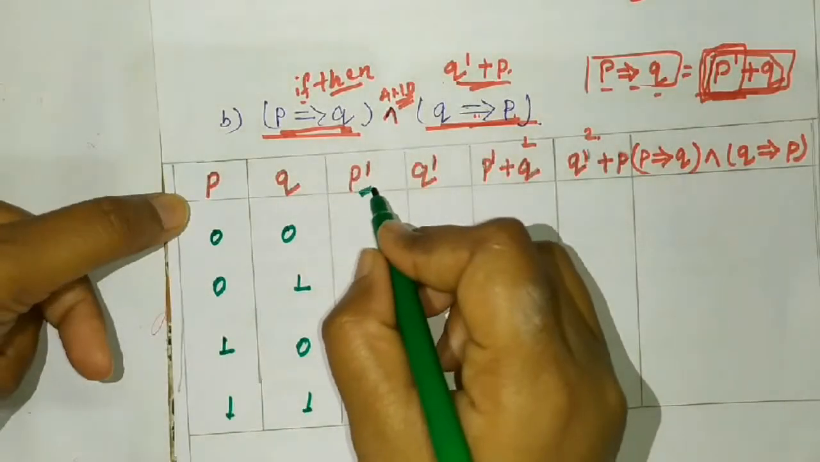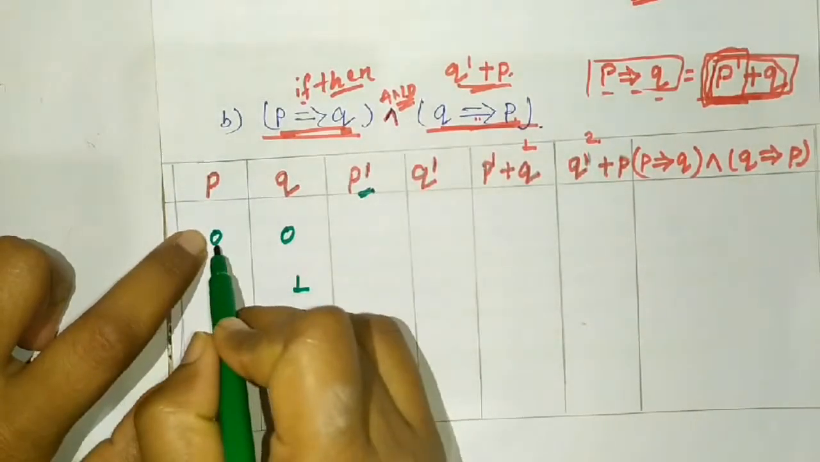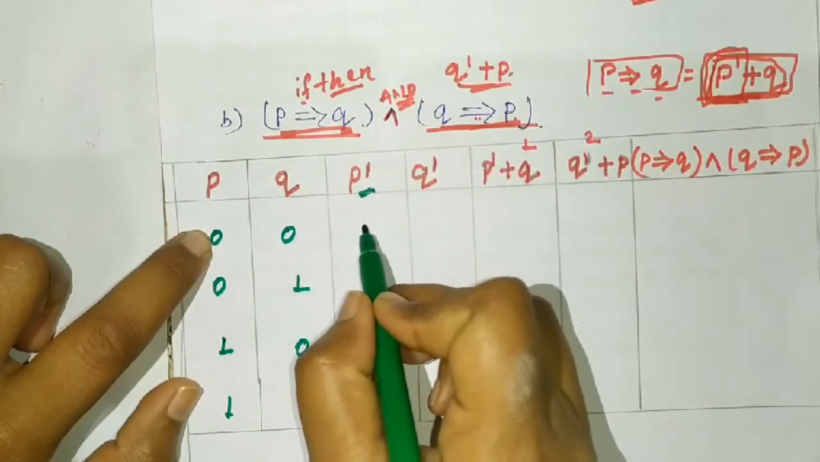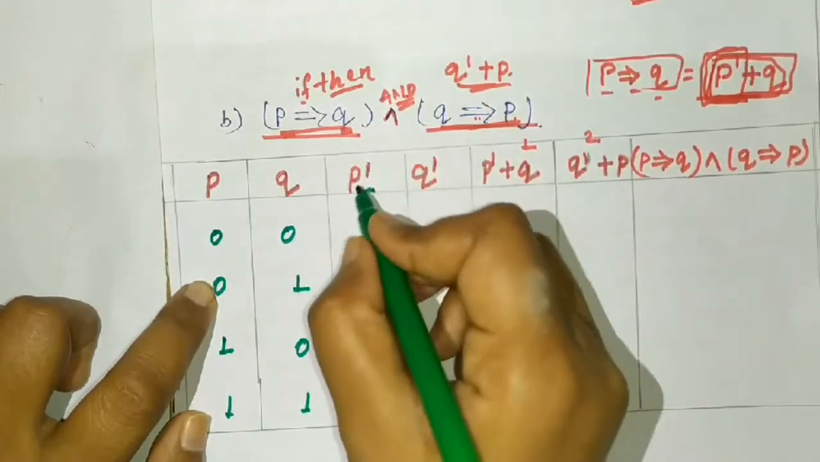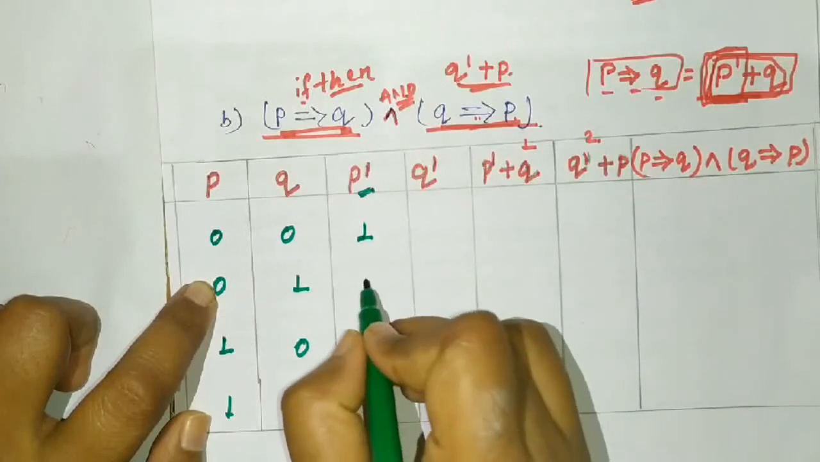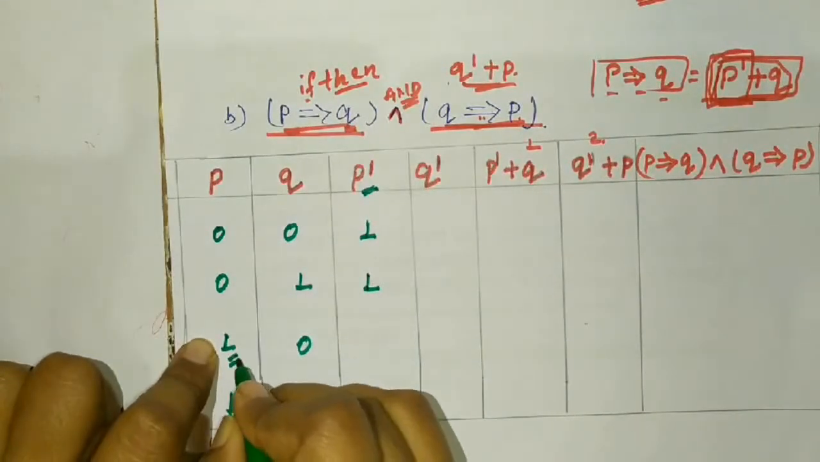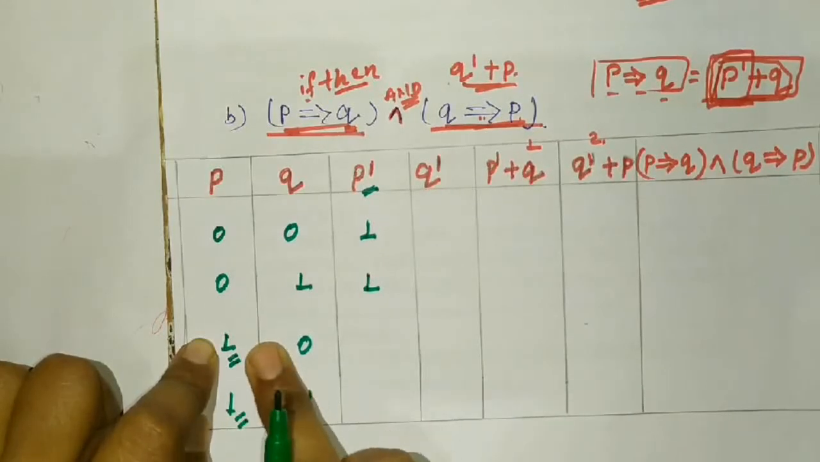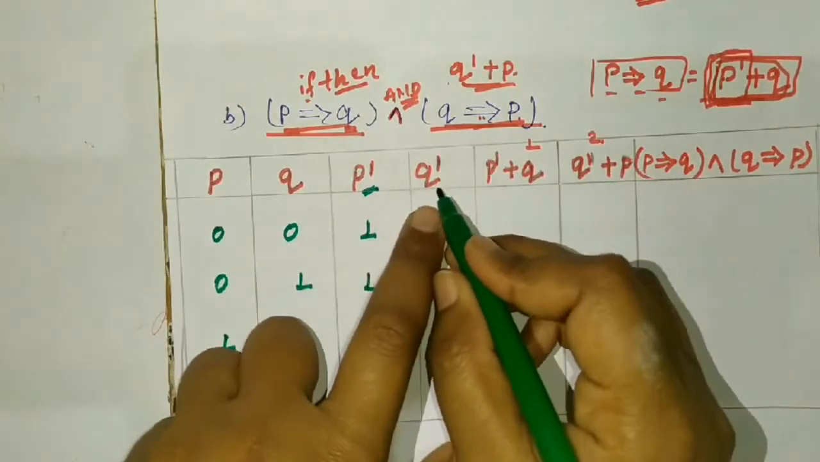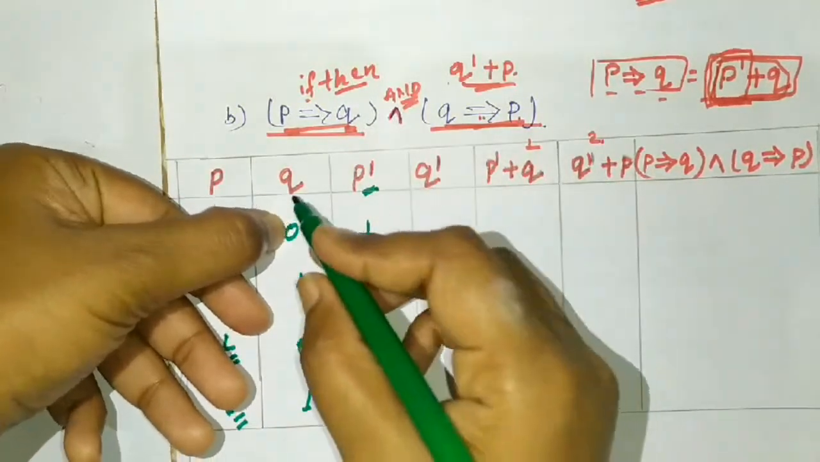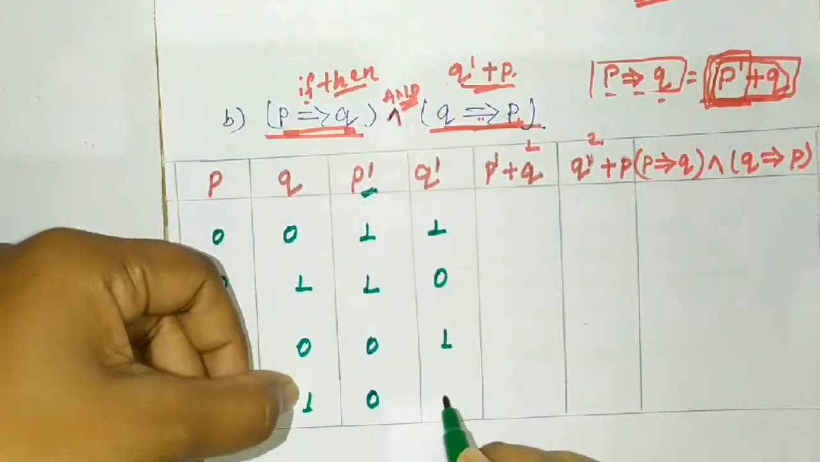So we have to find P dash. P dash means the opposite value of P. The first value of P is 0, so the value of P dash is 1. Second, the value of P is 0, so again P dash, that means the negative value, is 1. Then here is 1 and here also 1. The negative value of 1 is 0, 0. Next we have to find Q dash. The negative value of Q is 1, 0, 1, 0.